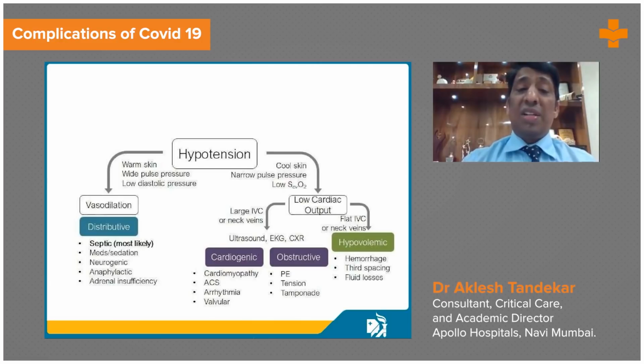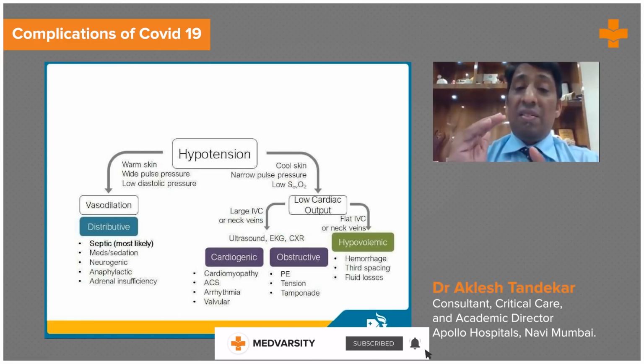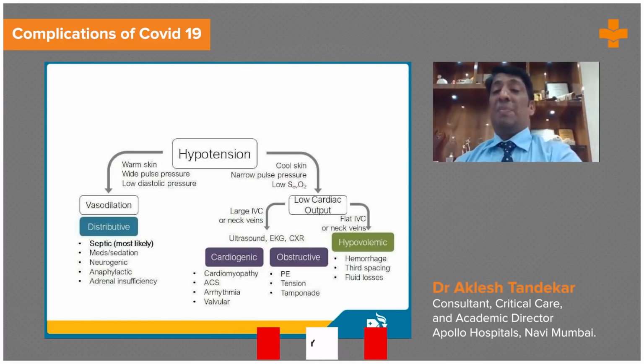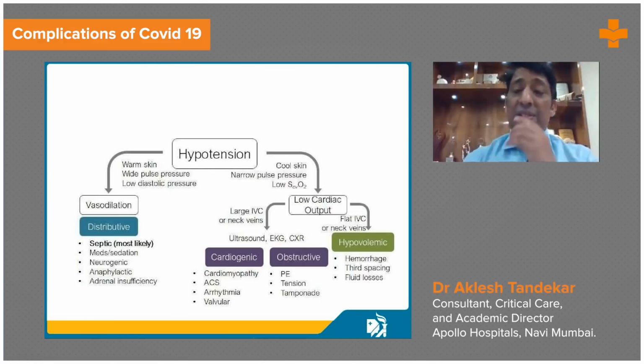So how do we assess hypotension? If the patient has warm skin or wide pulse pressure, this patient is definitely having septic shock or sepsis. But if the patient has narrow pulse pressure, and his skin is cold and clammy, this patient is hypovolemic. So we should be able to distinguish septic versus non-septic patients, hypovolemic versus non-hypovolemic patients. If the patient has severe vasodilation, their blood pressure is very low and they have wide pulse pressure, so these patients are septic. They should get good antibiotic cover, source control, and they should also receive steroids for adrenal insufficiency and all.